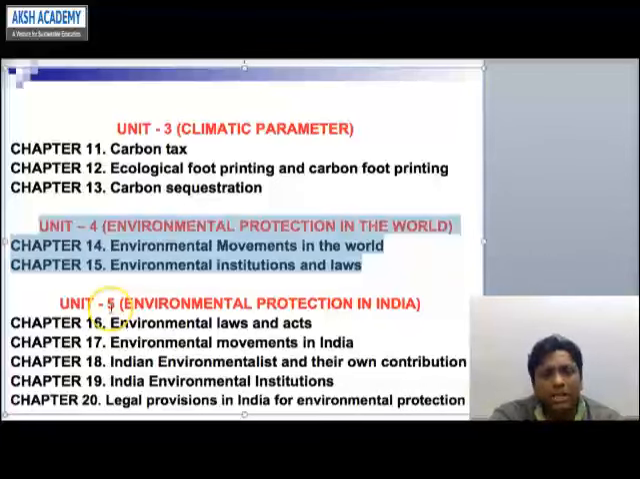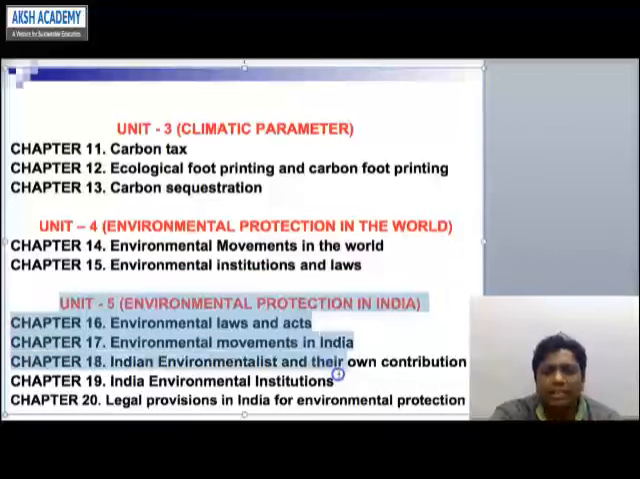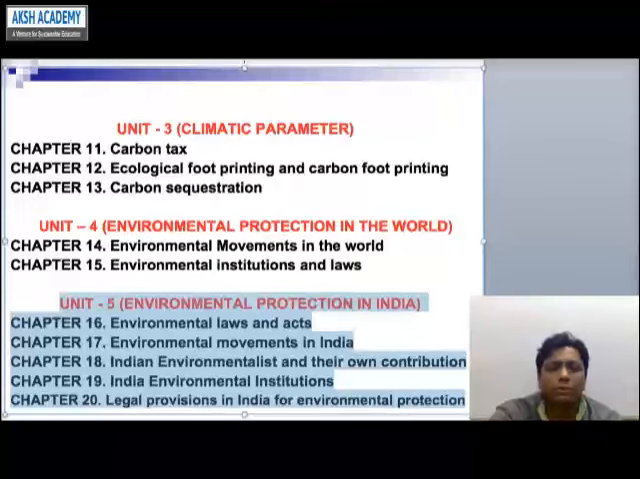Next, environmental protection in India. In the case of environmental protection in India, you should follow the various environmental laws and acts in India. One you people know very well is the NGT, National Green Tribunal Act, laws, whatever. CPCB, Central Pollution Control Board: how it works in India, what the benefits are.